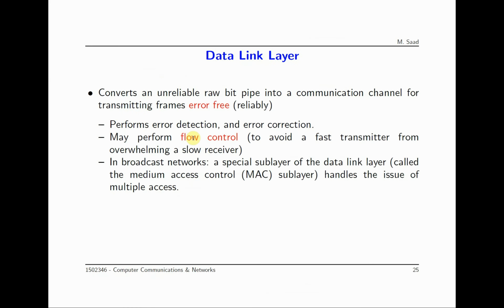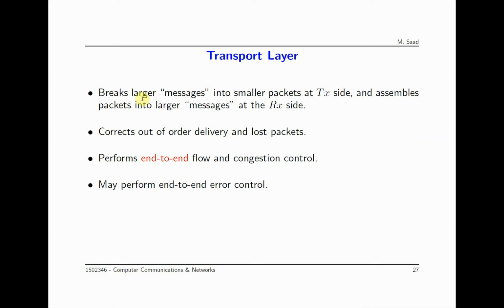What is the main job of the transport layer? The transport layer's job, first of all, is to break a large message into smaller packets at the transmitter side and assemble the packets back into the original message at the receiver side, dealing with out of order delivery. Since we have those smaller packets, it is possible that they don't arrive in the same order at the destination. So at the destination side, we may receive packet 1 and then 2 and then 4 and then 3 and then 6 and then 5 and so on. Dealing with this out of order delivery, basically reordering the packets, is part of the transport layer, and handling the problem of lost packets is also done at the transport layer.